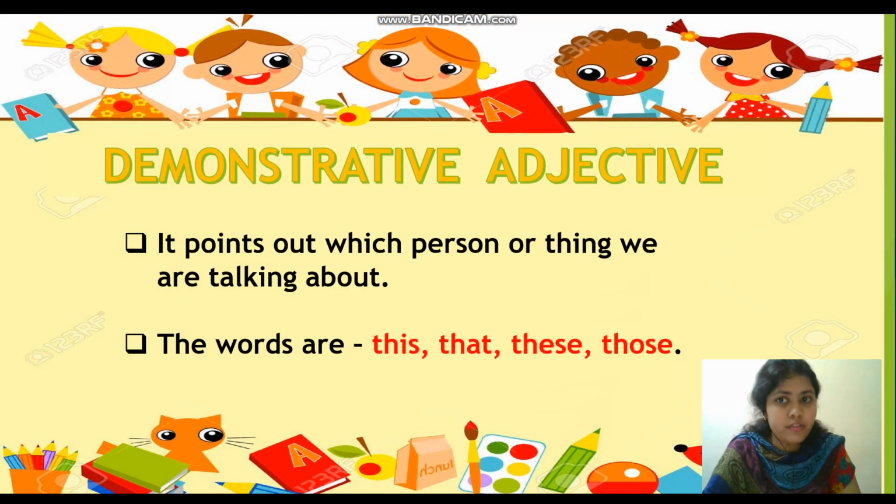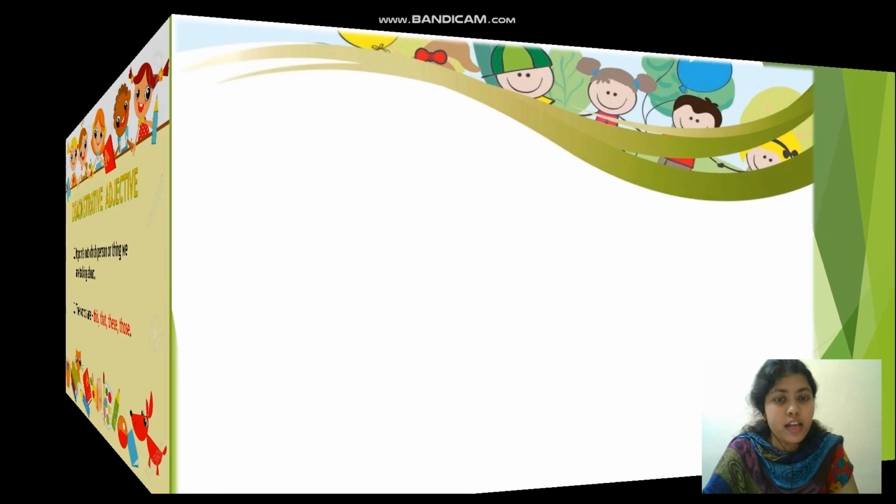The next adjective is the demonstrative adjective. It points out which person or thing we are talking about. That means these adjectives are used to point out things and persons. And these words are this, that, these, those. The words this and these we use for the things which are nearer to us, and the words that and those are used for the things which are further from us. Now let us see the examples.